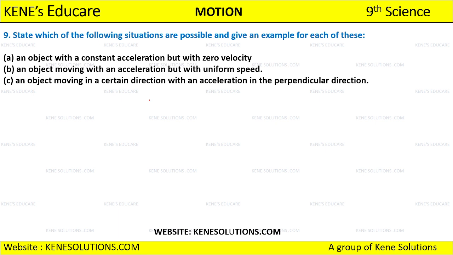Okay. And for the third one, an object moving in certain distance with an acceleration in perpendicular direction. So again it is possible, and it is possible for an object which is accelerating in circular trajectory. There the acceleration will be perpendicular to the direction followed by the object. Okay.